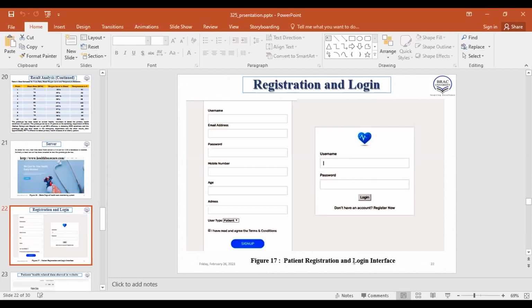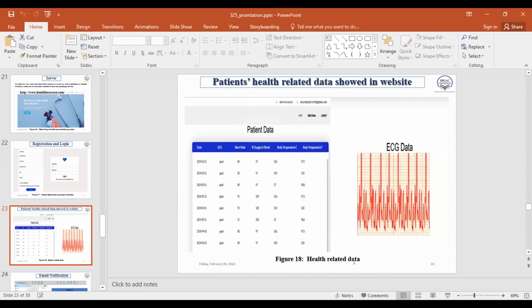If any user wants to use this system, he or she has to register as a patient or as a doctor to log into the website. To register, they have to enter information like username, email address, password, mobile number, age, and their home address. After registration has been completed, the user can log in by simply entering the username and the password. After logging in as a patient, they can see the health related data and ECG curve. When a doctor logs into the website, he can access the data of specific patients who are registered under his assistance.